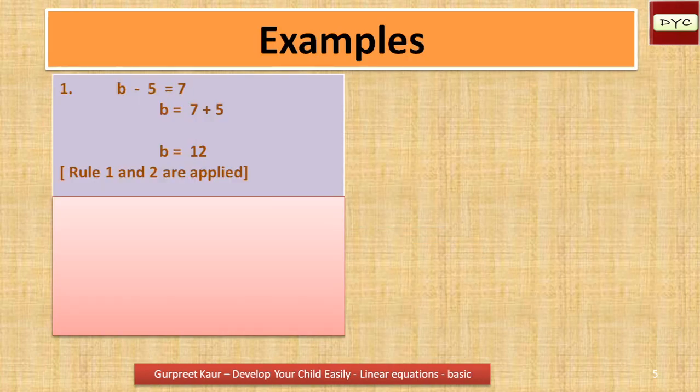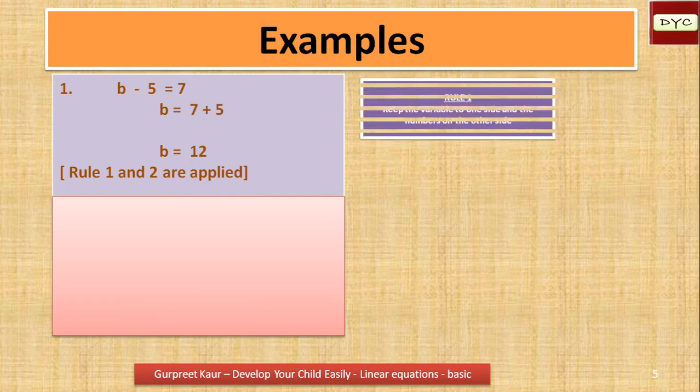Let us take some more examples to understand it better. Here I have given one question. b minus 5 is equal to 7. This is one situation. I have solved this. But we need to understand how this solution has come. Whereas I have taken b is equal to 7 plus 5. Why has it happened? Now let us understand.